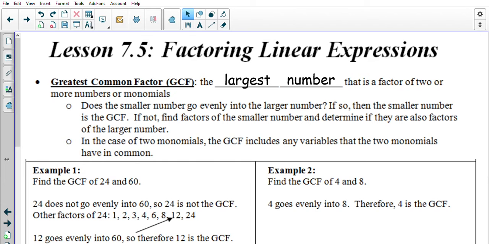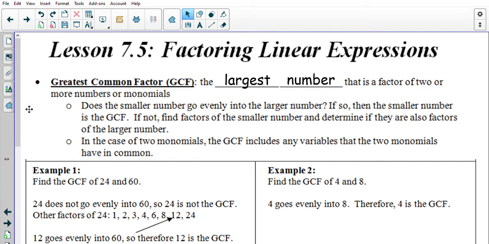The greatest common factor is the GCF, and this is already on your paper, so you don't have to copy it down. But the GCF is the largest number that is a factor of two or more numbers or monomials. Now that word monomials sounds a little scary. Don't worry, we'll talk about what they are. It's nothing extremely complicated. So when I'm trying to identify the GCF of a pair of numbers or three numbers or more, I try to look to see if the smaller number goes evenly into the larger number. If so, then the smaller number is the GCF.